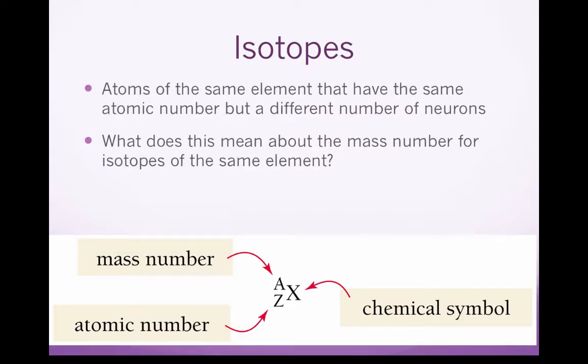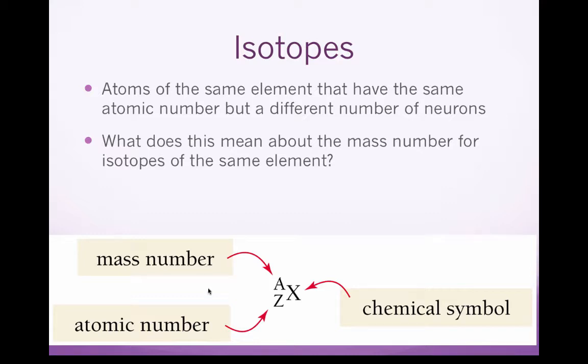Isotopes are atoms of the same element that have the same atomic number but a different number of neutrons. So what does that mean about the mass number for the isotopes of the same element? It will be different, right? Every isotope of a particular element will have a different mass number because the mass number is the number of protons and the number of neutrons. The number of neutrons is changing, but remember the number of protons does not change because that defines an element. So every isotope will have the same atomic number, the same number of protons, but a different mass number, which is the protons plus the neutrons.